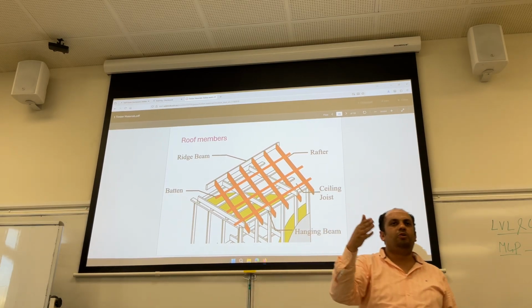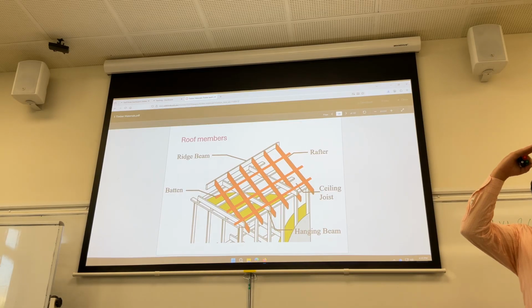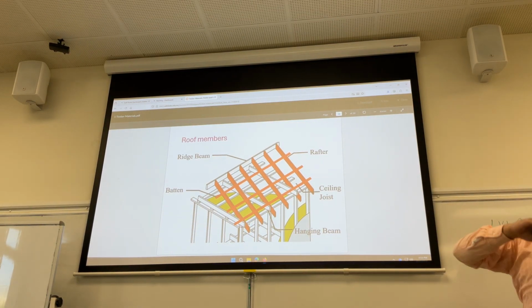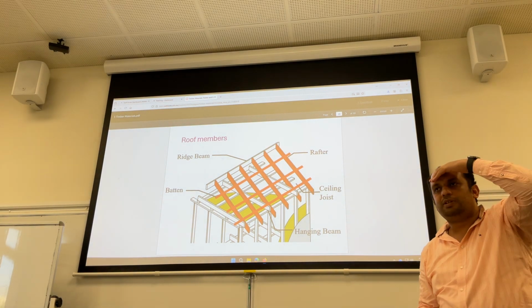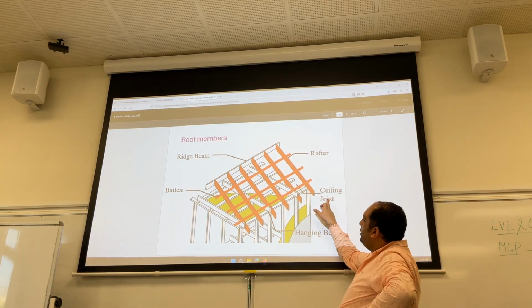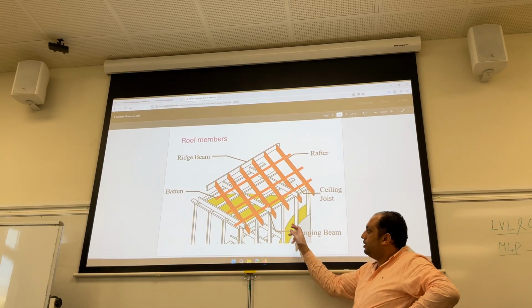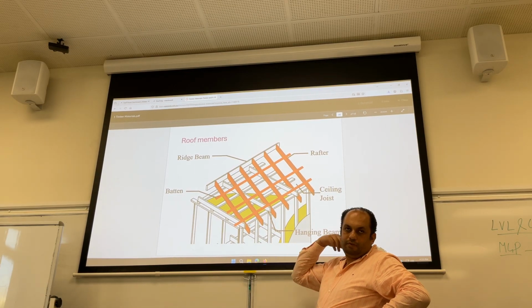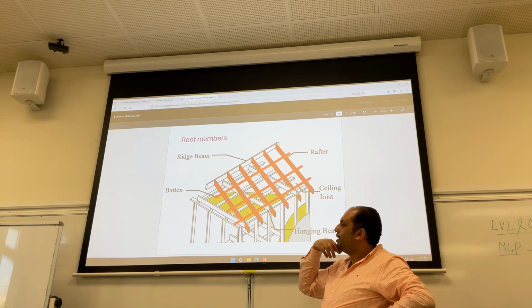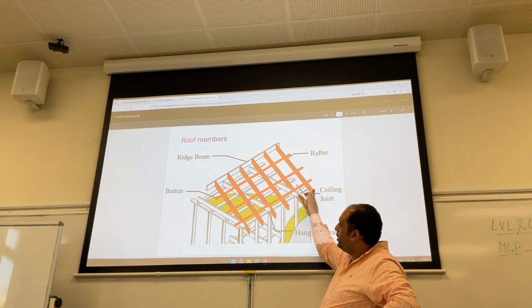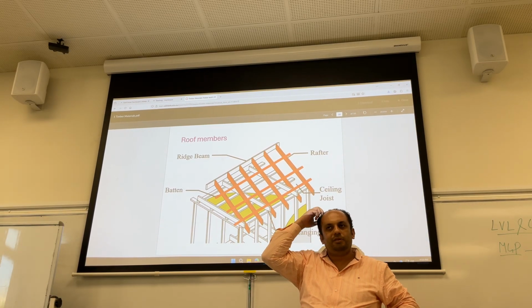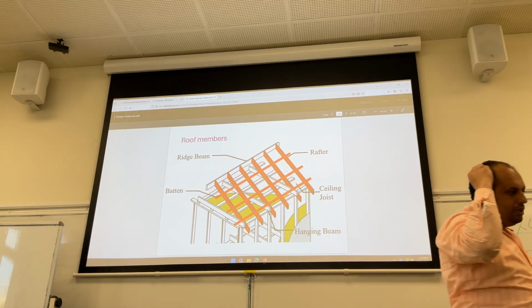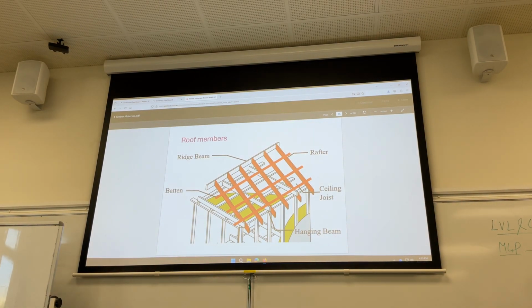The hanging beams are horizontal because if the roof is pitched, you need horizontal elements to carry the ceiling. Like this ceiling, we need some support for the ceiling. So what is carrying the ceiling? The ceiling joist and hanging beams. What is carrying the roof? The rafters. What else? The ridge beam and the batten. So the batten is similar to the purlin in steel. So the batten is supported by the rafter and the rafter is supported by the ridge beam.